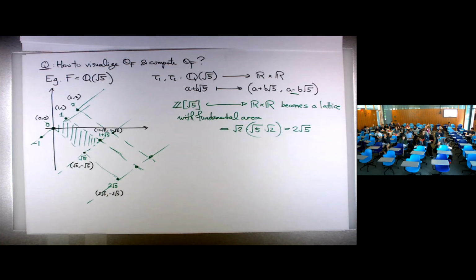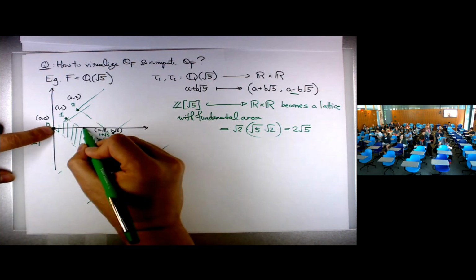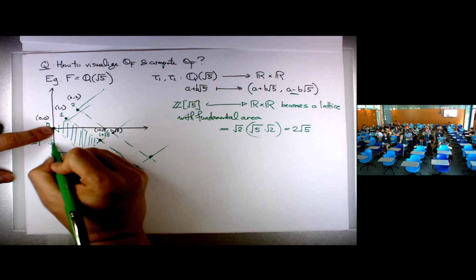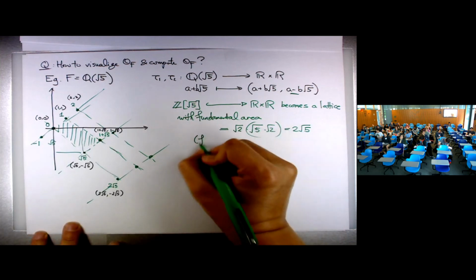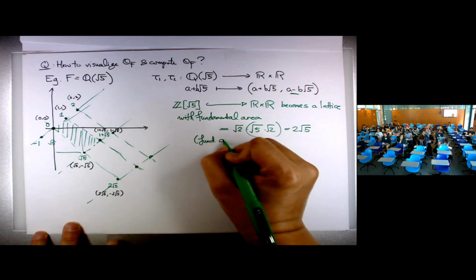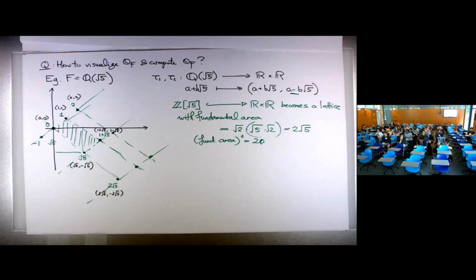Okay. Let's compute it. This is root of 2, of course, and this coordinate is root of 5. But for what I'm going to do later, I want to do the area squared for some reason. So this is 20.